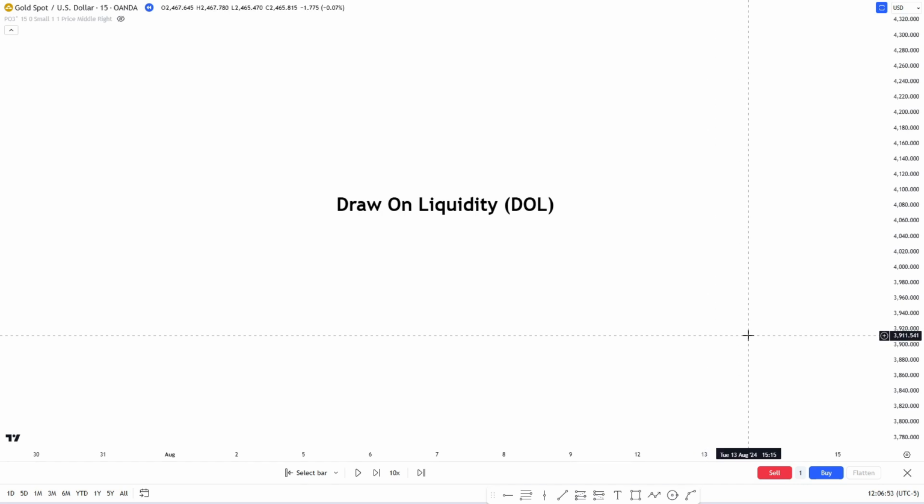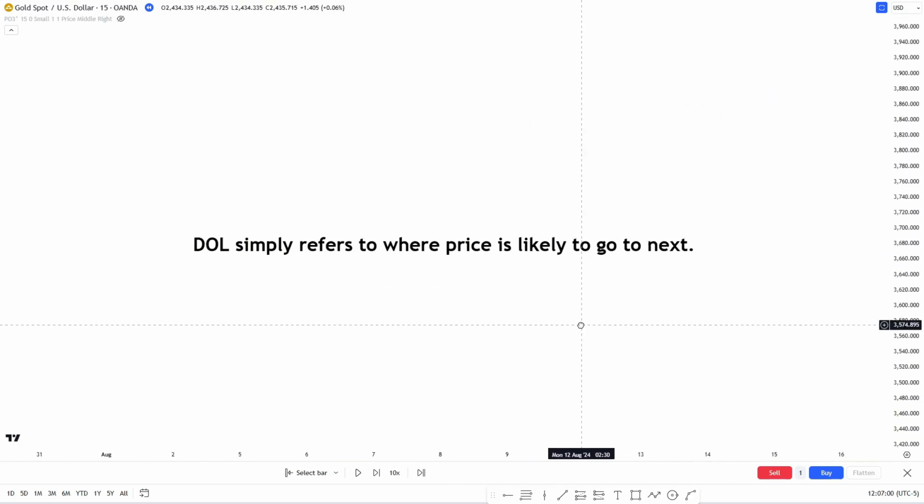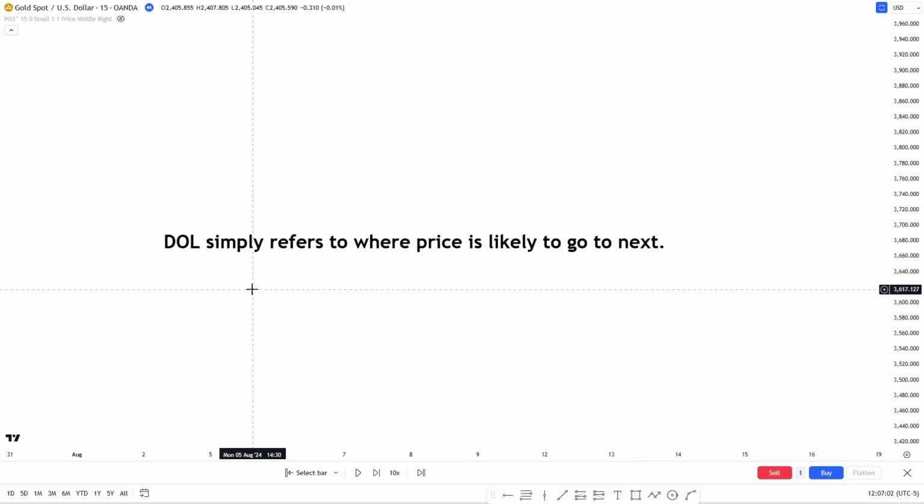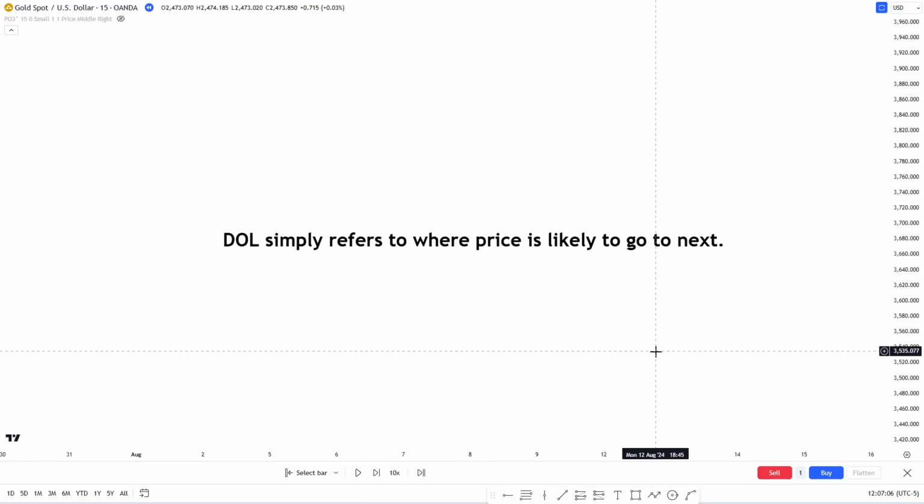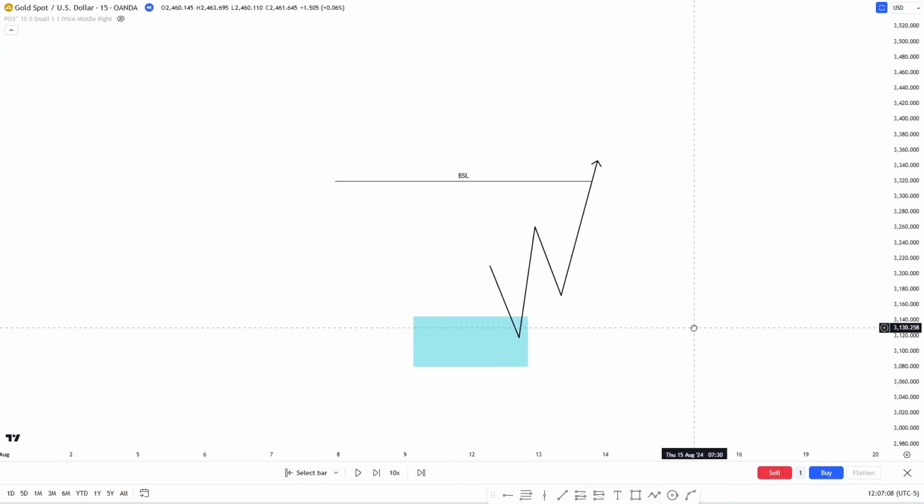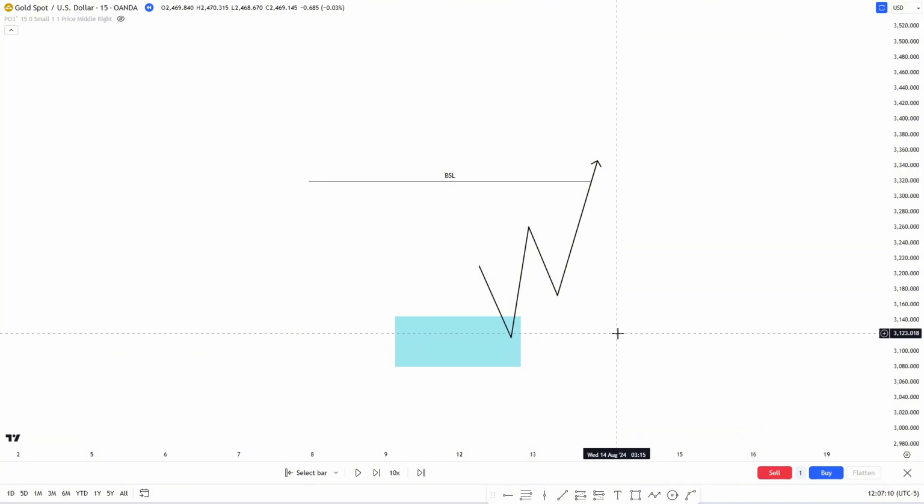In this video I'll be explaining what the draw on liquidity is, or for short DOL. So now, what does draw on liquidity mean? Well, simply, draw on liquidity refers to where price is likely to go next. For example, over here I have a diagram that explains this in a bit more detail.